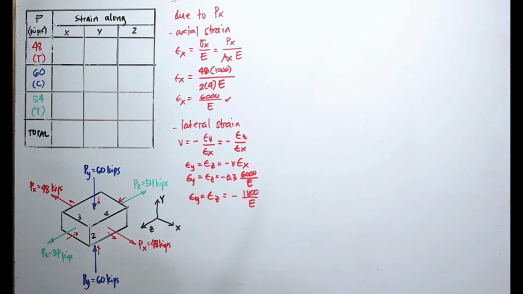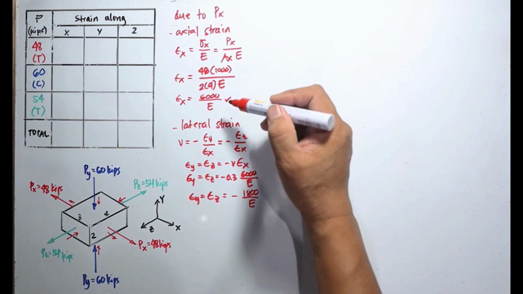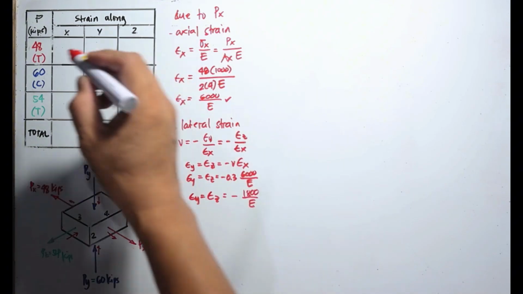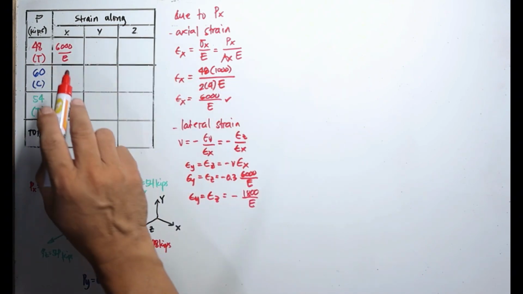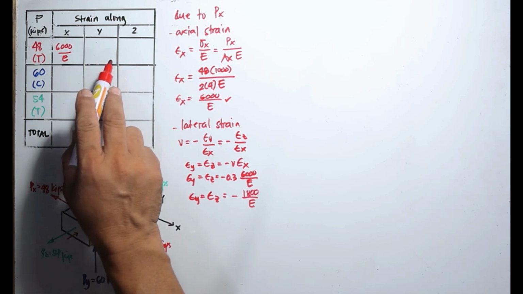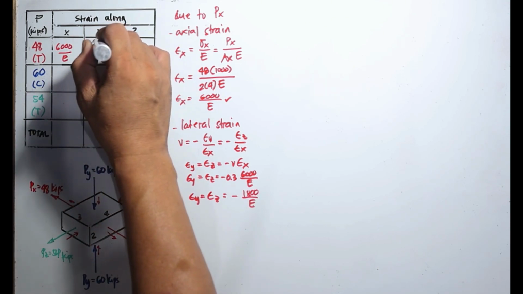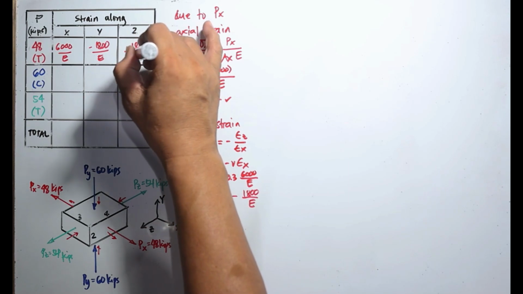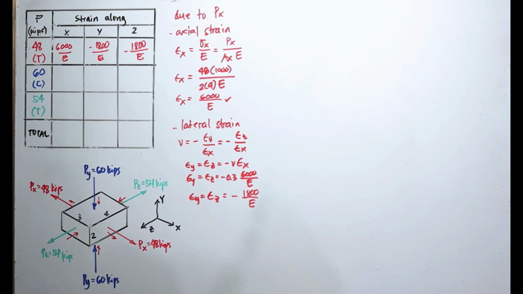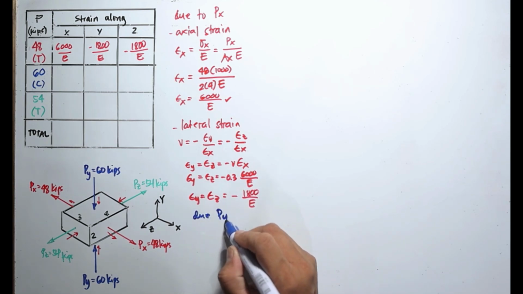Okay, so if we are going to tabulate this, first the axial strain, that's 6,000 over E. Then the corresponding lateral strains, negative 1,800 over E, negative 1,800 over E. Okay, so this Px will cause axial strain in this direction, lateral strain in Y in this direction, and in Z in this direction. Next, due to P sub Y.